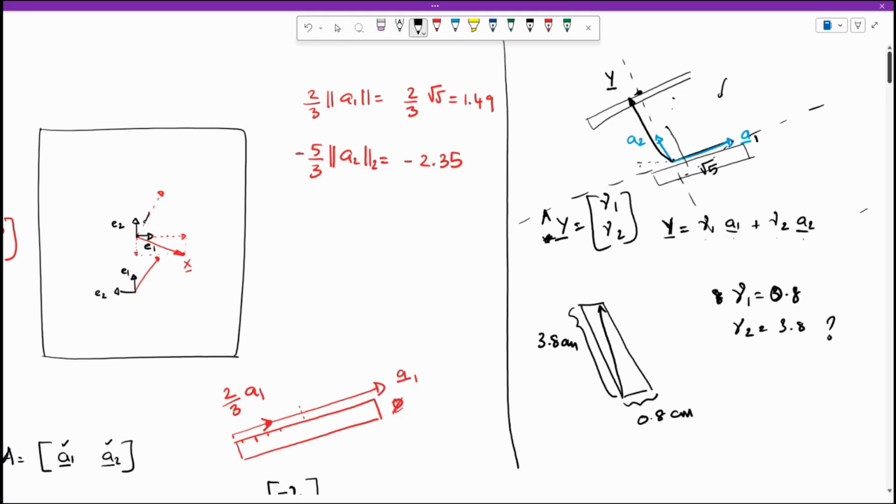That's 0.8 and 3.8 are not gamma 1 and gamma 2. 0.8 is gamma 1 times the length of A1, and the 3.8 is gamma 2 times the length of A2. That means to find gamma, you have to still divide these numbers by the length of the basis vectors. So this is not gamma 1, gamma 2. This divided by the length of A1 will be your gamma 1. Divided by the length of A2 will be your gamma 2.